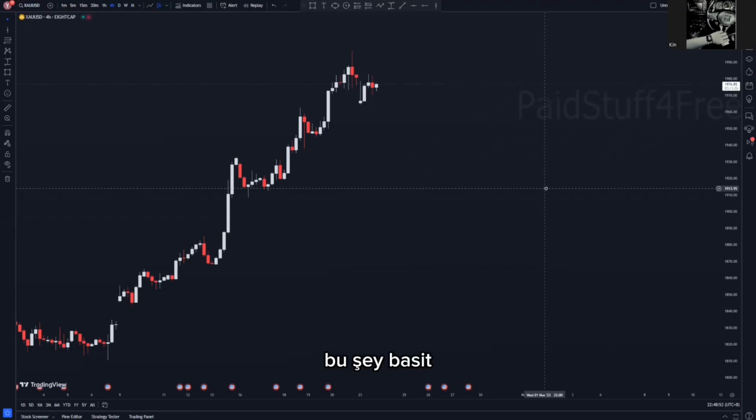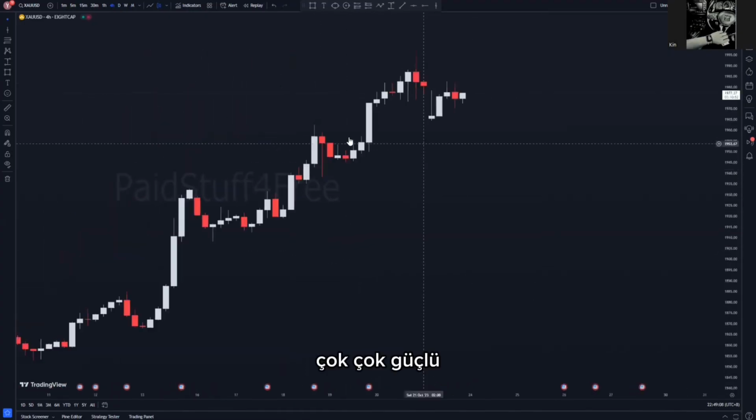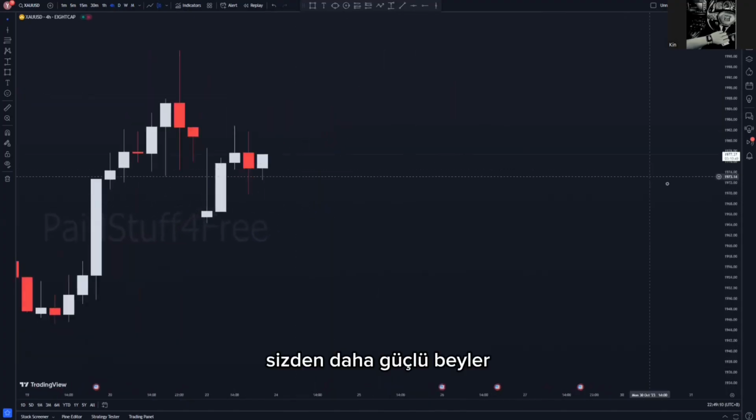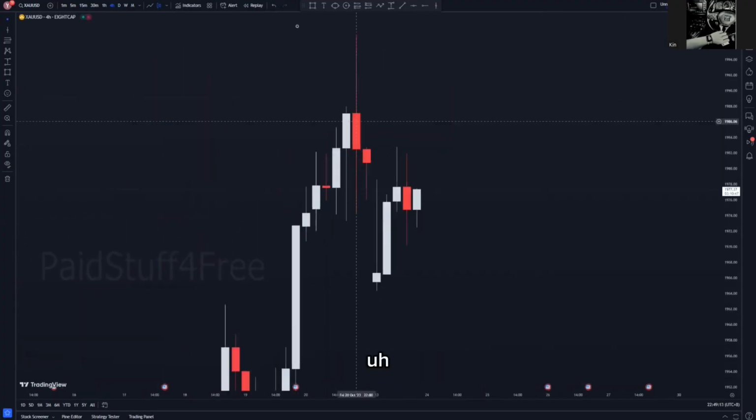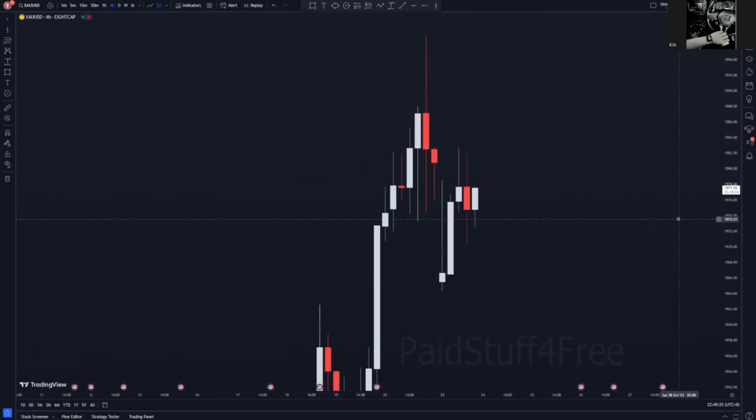This thing is simple, straightforward, clean, and very powerful. I'm not gonna lie, it's very, very powerful, more powerful than our indicator things and so on. More than enough, actually.